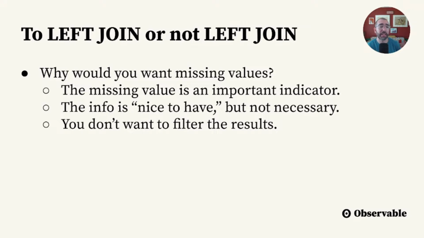Sometimes information is nice to have, but not necessary. So, say you're pulling in lots of data, and body of water is like, oh, it'd be good to know, and maybe I'll note that somewhere in my analysis. But I don't want to drop Denver. I want to include them in the results. I just want to note if they have a body of water or not. So it's like a nice-to-have sort of information. And again, the last thing there is you may not want to filter the results. You don't want to exclude rows where there's not a match. So you want to have those missing values. It's important.